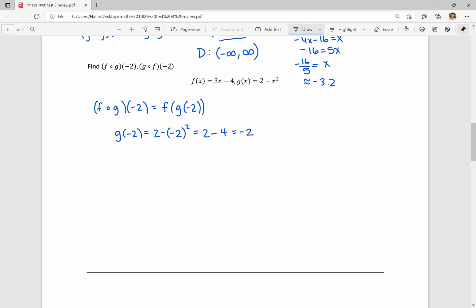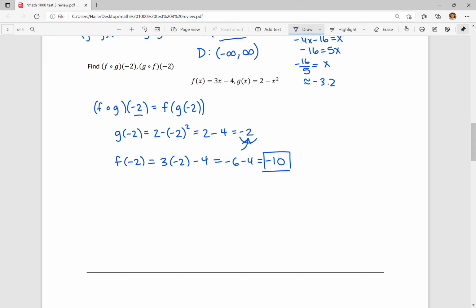So now what we want to do is take this answer that we got for g of negative 2 and plug it in for f. So f of negative 2, again, we're not plugging in this negative 2 because it's here. We're plugging it in because it's the answer we got here. Okay? So f of negative 2 is going to be 3 times negative 2 minus 4, which is negative 6 minus 4, which is negative 10. So your final answer for f of g of negative 2 is negative 10. So the key with these, again, is don't go to the complicated formulas first. Make sure you work it step by step from the inside out.